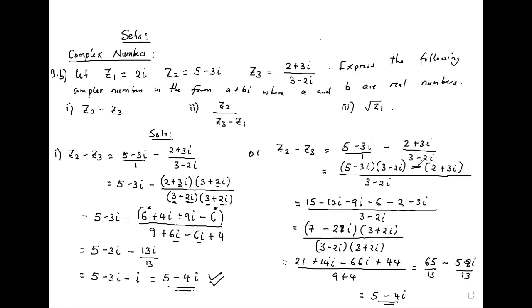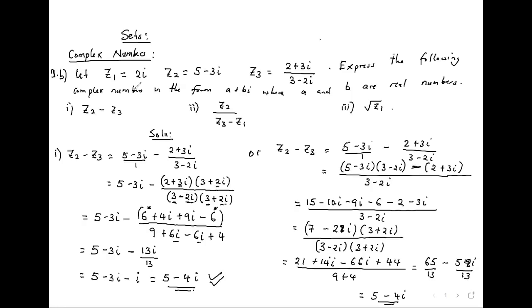Then we got the second one. Z2 divided by Z3 minus Z1. Here you can opt to get Z3 minus Z1. Say, okay, let me do Z3 minus Z1. What is Z3? Z3 is 2 plus 3i over 3 minus 2i minus Z1.